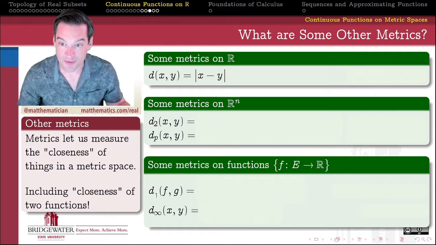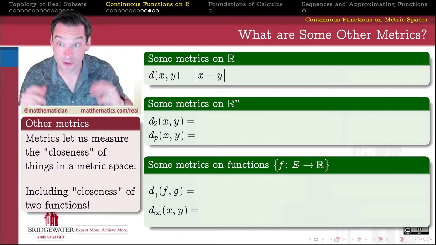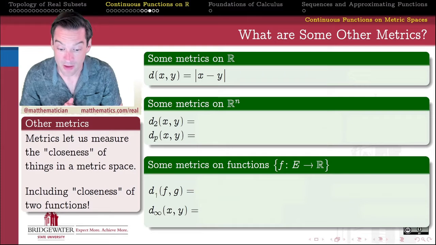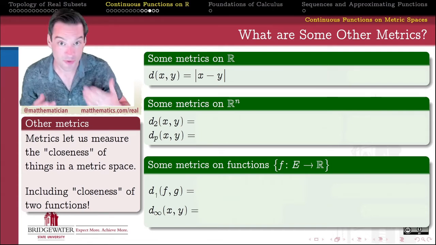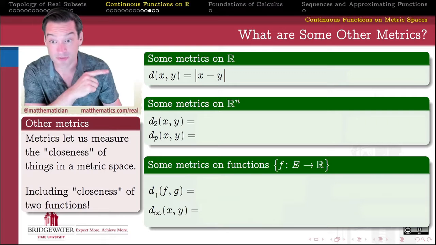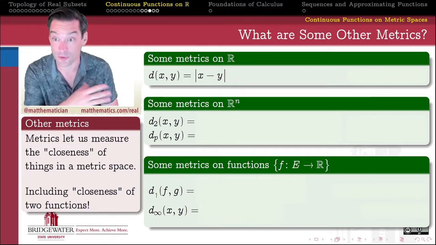So metrics are going to let us measure the closeness of things, closeness of elements of a set. And ultimately, those things are going to also include functions. And so this is going to be our first taste of what that ultimately looks like. The one metric that we've had experience with so far is the metric defined by the absolute value of the difference between two real numbers.